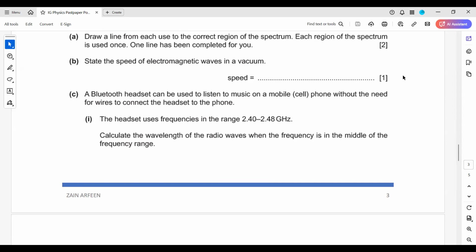So first, what is the middle of this range? What is the average? 2.4 and 2.48 gives 2.44. But giga means what? 10 power what? We have kilo, we have mega, we have giga. Giga is 10 to the power 9.